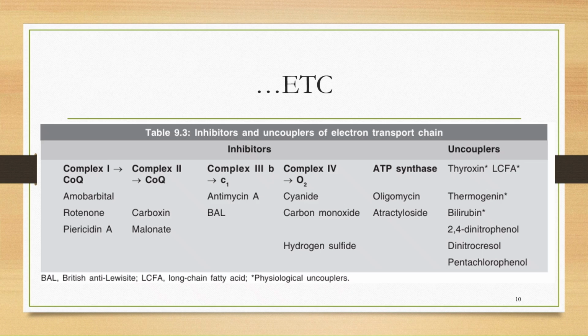But what we'll see that uncouplers do is that they do not have anything to do with the movement of electrons in the chain. By the end of the day, ATP is not produced. What will be produced with uncouplers is heat. So instead of ATP being produced, there is an increase in heat production.